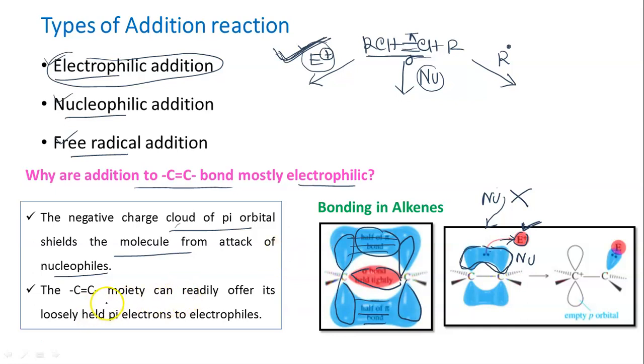So obviously both are electron rich. And the second reason is the CC moiety can readily offer its loosely held pi electrons to electrophiles, because electrophiles are already electron deficient. So that is the reason that addition to CC multiple bond is most often electrophilic, and our topic is based on electrophilic addition to CC multiple bond.